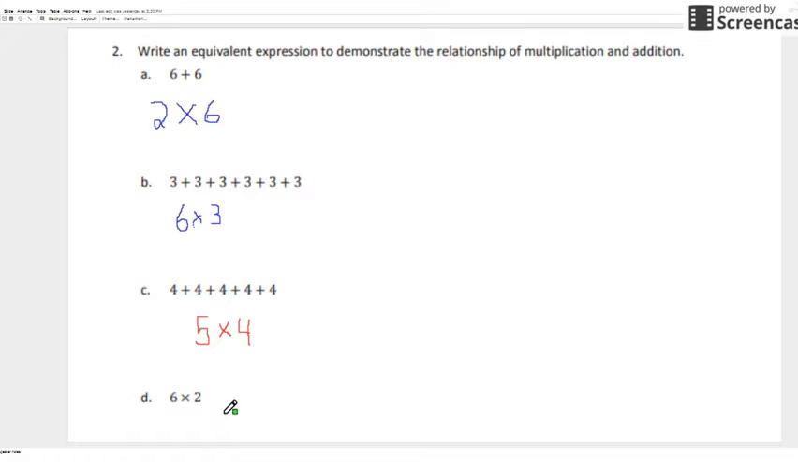So 2 plus 2 plus 2. There's 3. We need 3 more. Plus 2. Plus 2. And was that 1, 2, 3, 4, 5? Means I need 1 more. So there you go. There's 6 groupings of 2. And of course, hopefully you notice the difference between A and D.